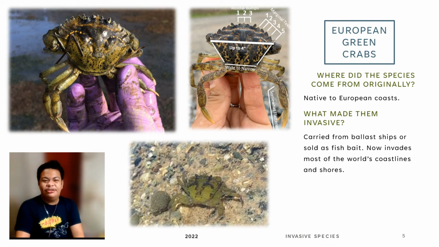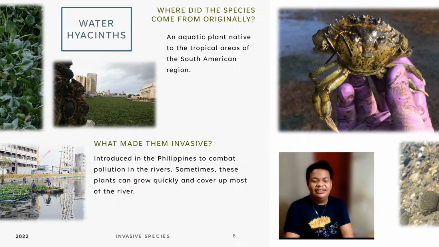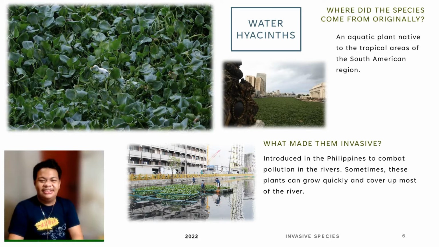European green crabs are brought to many ecosystems by being carried by ships in ballast water and in some cases, being sold as fish bait. European green crabs as an invasive species have established populations on both coasts of the North American continent, in South America, Australia, South Africa, and Japan. In the Philippines, water hyacinths have taken over the surface of rivers, most notably the Pasig River and Laguna de Bay, which prevented aquatic organisms from obtaining oxygen and competed with the native flora and algae that thrive there.